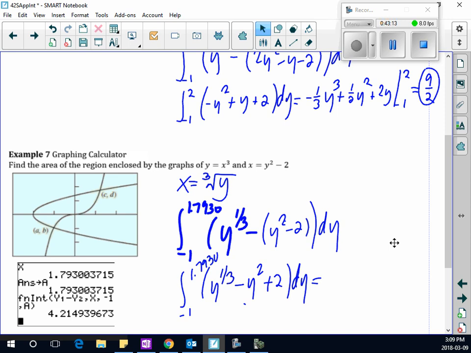And just for fun, because you know this has to be the answer, do it the other way, right? 4.2149. Do you know what I'm saying? Do it as vertical slicing and solve the other way. Time to jazz her up. Okay.